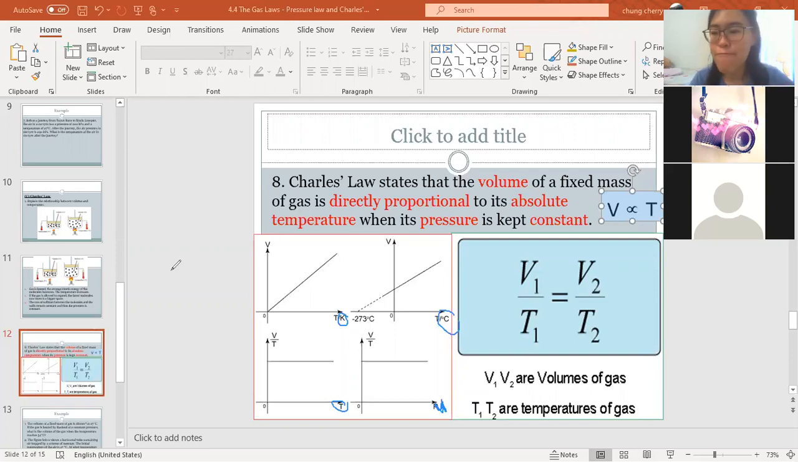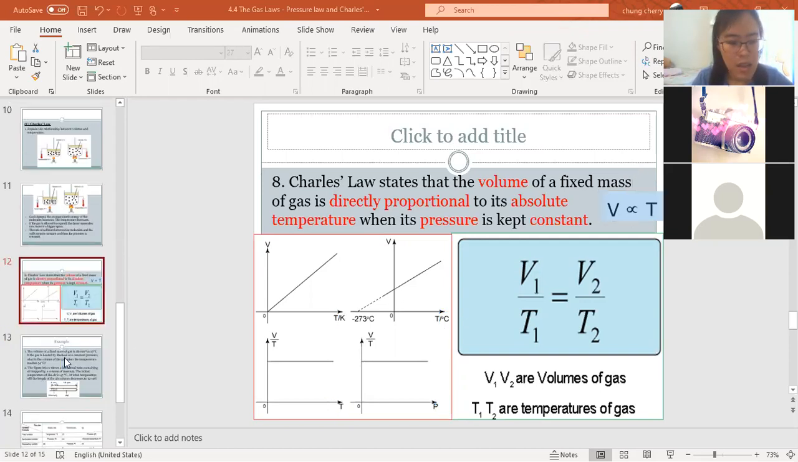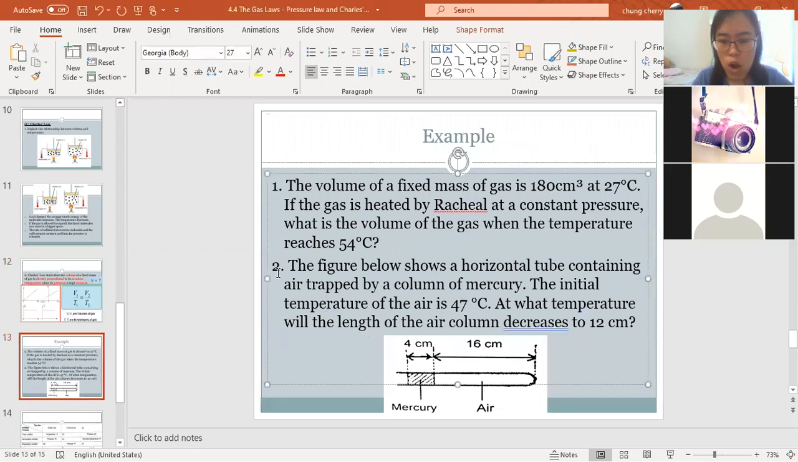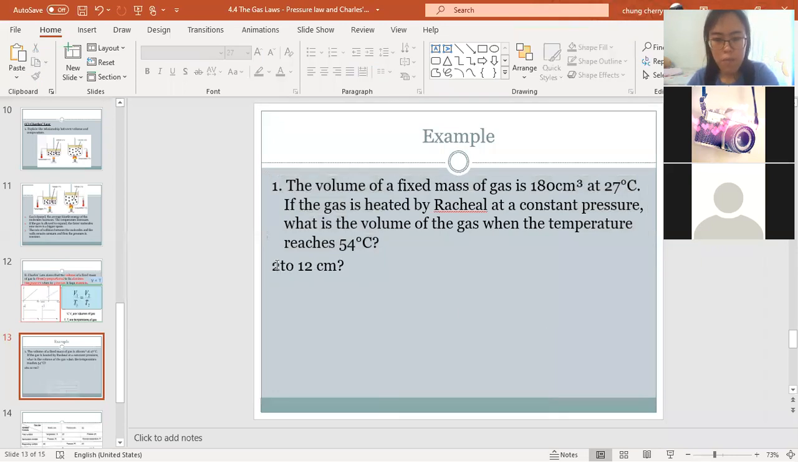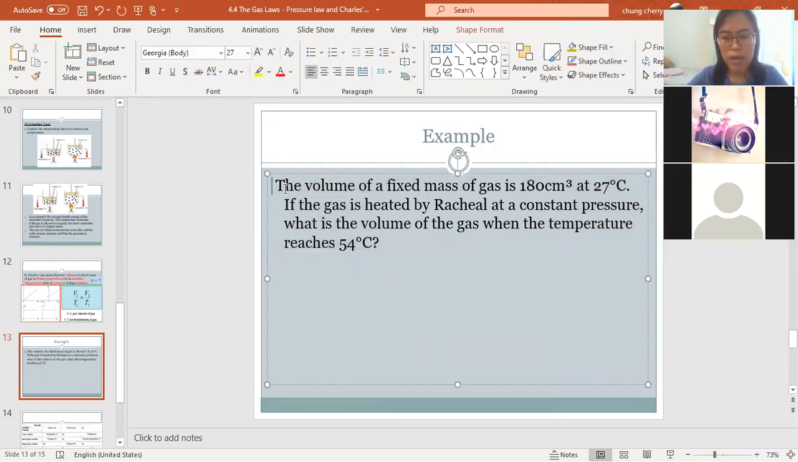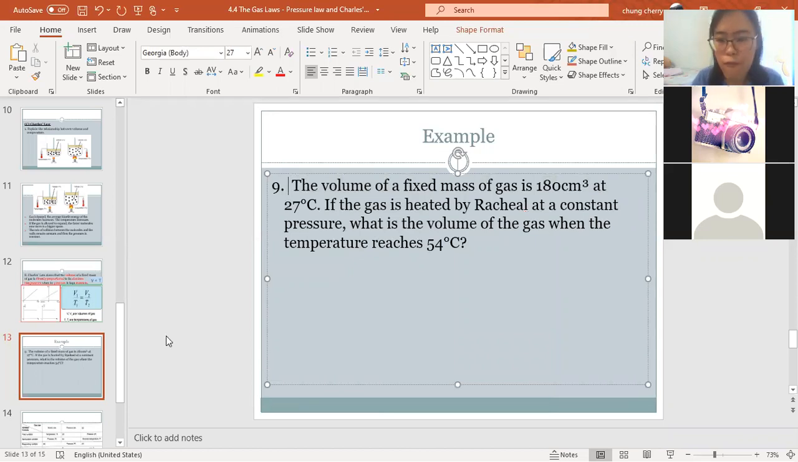Okay, can I move on? Because we still have 7 minutes left. Okay, now, I want you to copy this one as your number 9. Please copy this as notes number 9. Then I want you to try it out using the formula V1 over T1 equals V2 over T2 to get the answer. Okay, try now.